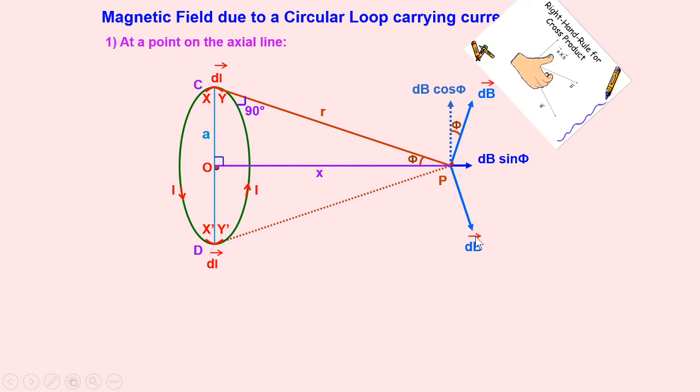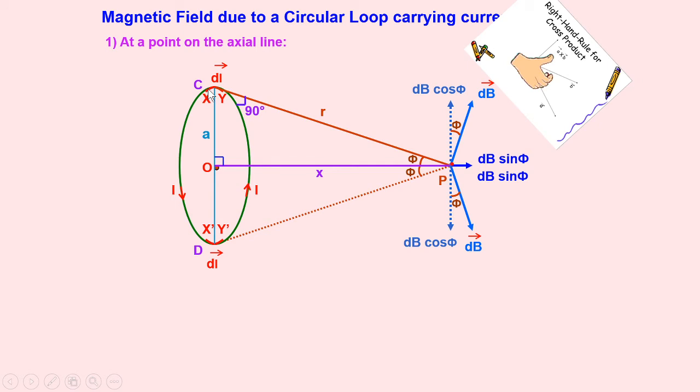Again, this dB is a vector quantity. We can resolve it into two rectangular components, dB cos alpha and dB sin alpha. In the figure, you can see dB cos alpha and dB cos alpha are equal in magnitude but in opposite direction. Therefore, they will cancel each other. But dB sin alpha and dB sin alpha are in the same direction. Therefore, the total magnetic field gets added up. Because of these two length elements at C and D, we are going to get dB sin alpha and dB sin alpha. From two elements, two magnetic fields you are going to get. That should be along the axis, not perpendicular to the axis. Perpendicular to the axis, the magnetic field will be cancelled, but along the axis the magnetic field will be added up. So from two elements you are going to get 2 dB sin phi.